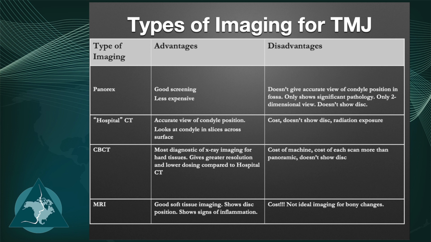MRI is for soft tissue. It shows the bone too, so I don't want to make it seem like it has no sensitivity for arthritic changes. It does. It can do both. But when you're looking at the joint, this comes into play when your concern is a disc displacement. Disc displacement without reduction. We do soft tissue neck MRIs too. So this is for soft tissue.